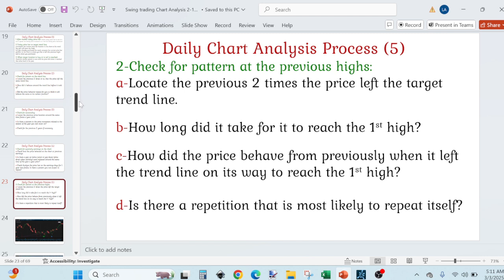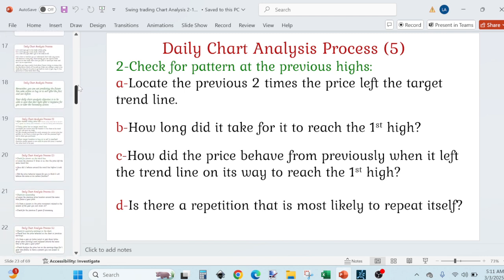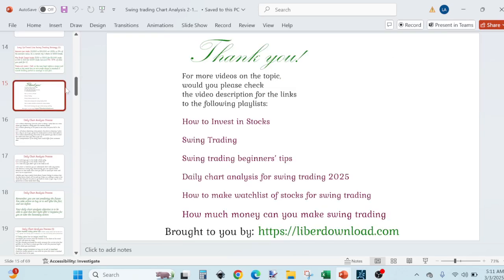And swing trading is one way to make money. Just start small and you'll get there.